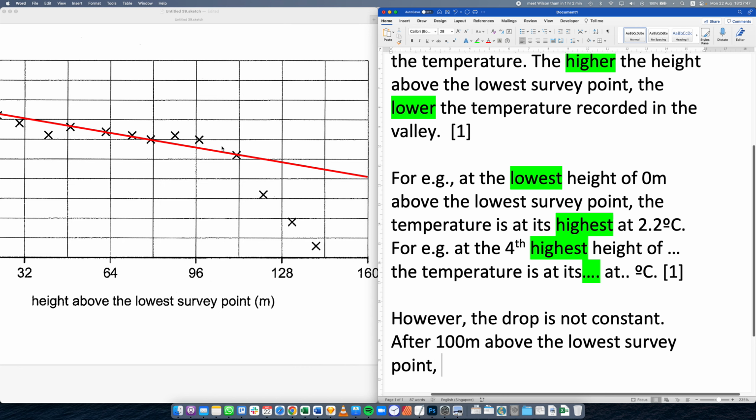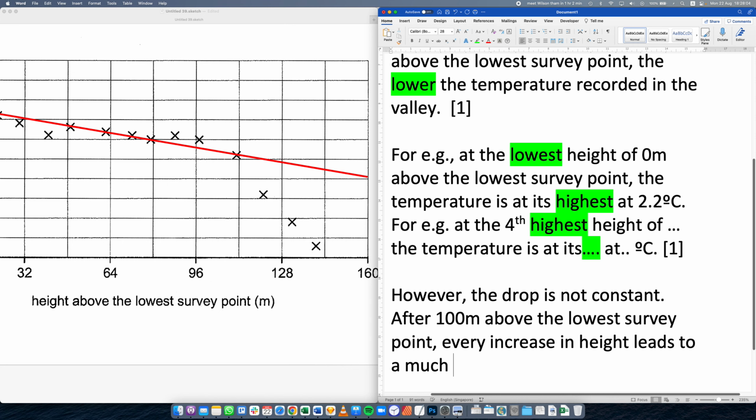Okay, so which is looking at this side lah. 100 meters is the estimate lah. No need to be so accurate. Okay, because we are looking at this whole range. So after 100 meters above the lower survey point, every increase in height leads to a much quicker drop in temperature. Okay, so at least point out the anomaly over here.